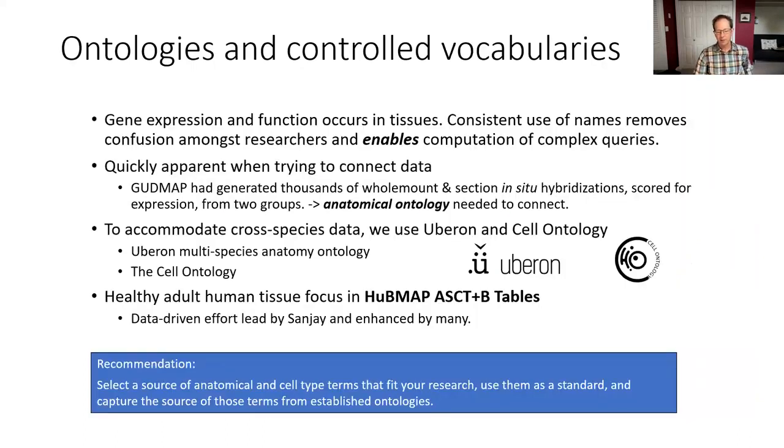So my recommendations here are to select a source of anatomical and cell type terms that fit your research and stick to them. We have a lot of nice work that Sanjay's led really in HubMap with the ASCT plus B tables. This is data-driven. Now that's limited to healthy and semi-healthy adult human tissues of the kidney, for example, but they have many other tissues involved in the HubMap project. But we use that as a seed to then work through the other species and update the ontologies such as Uberon and cell ontology. Next slide, please.